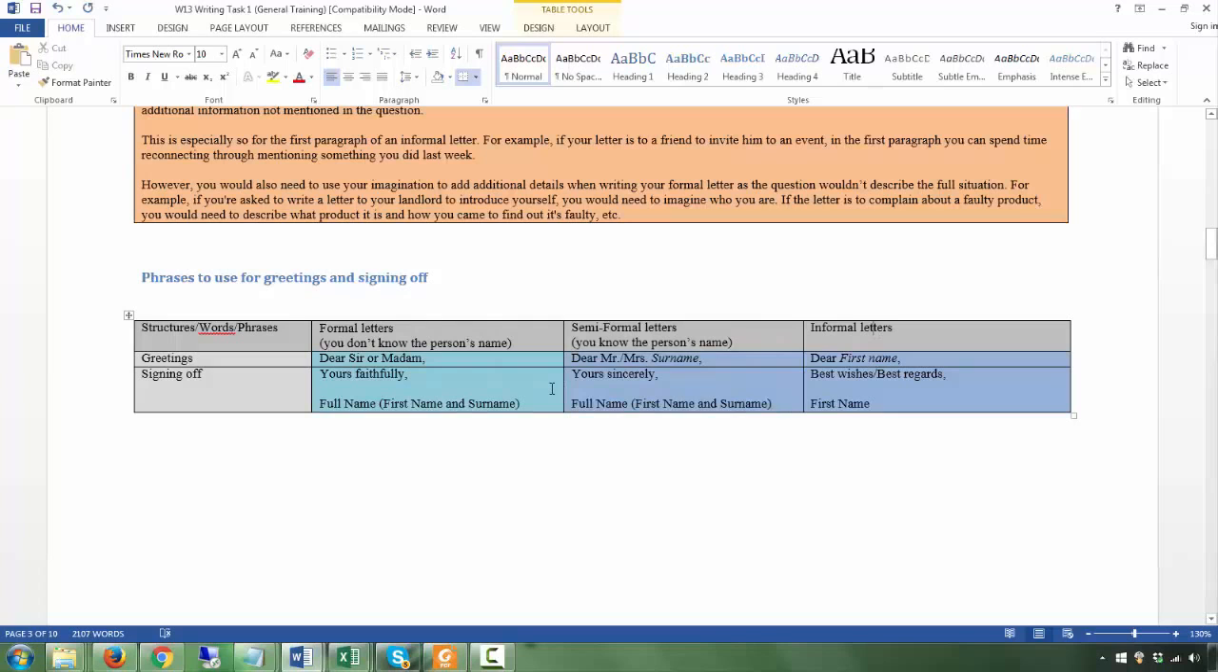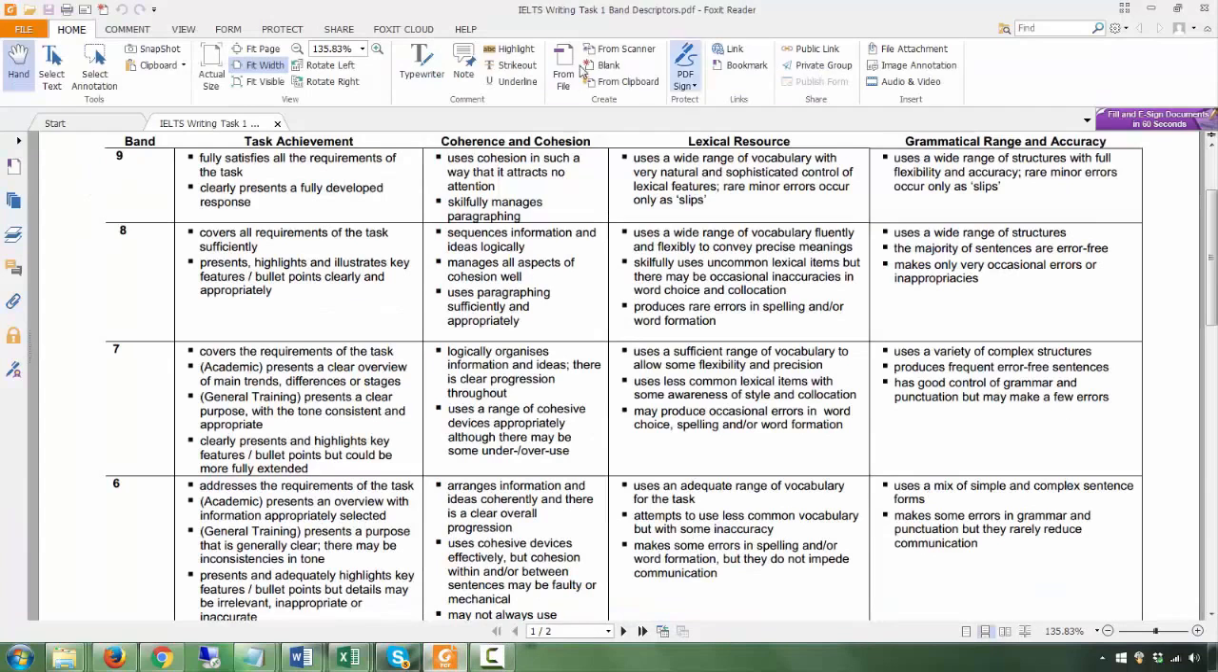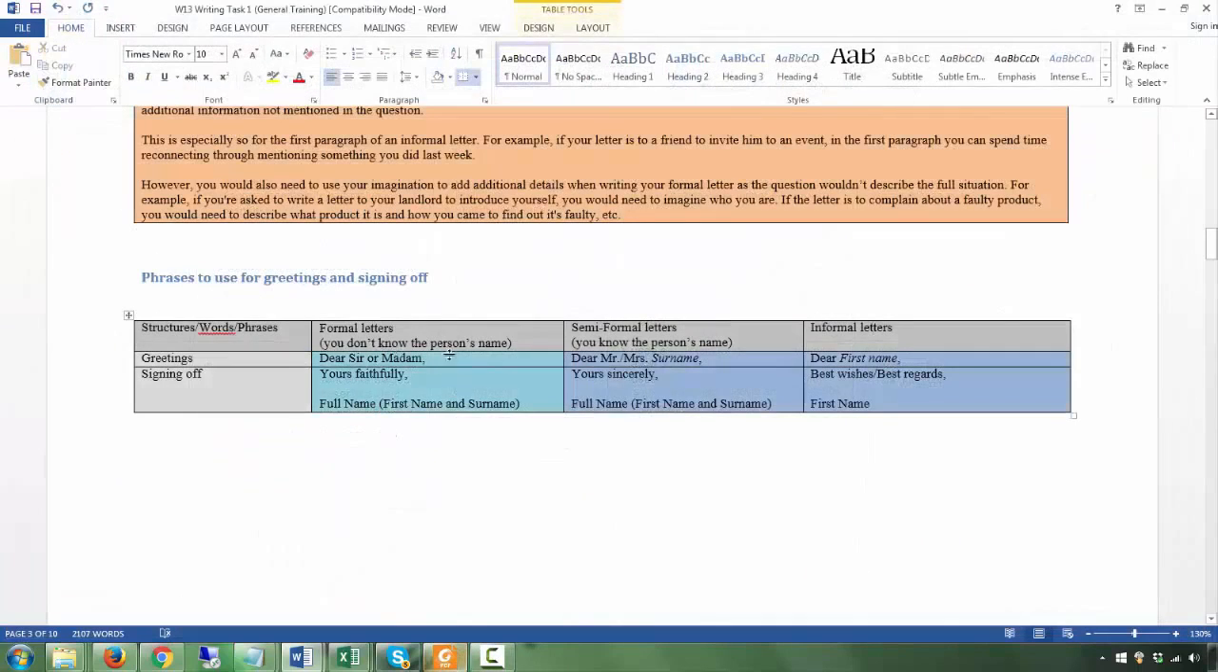Now, one thing that the examiner is looking for is your tone. All right, so if you go to the band descriptors for writing task 1, for 7, general training presents a clear purpose with the tone consistent and appropriate. So the tone has to be consistent. When it talks about tone here, it's mentioning how you relate to the person. How's your tone basically? If it's a friend, of course, you have a friendly tone. If you're writing a formal or semi-formal letter, then it has to be respectful and polite. That is the tone that's expected when you write to someone that you don't really know that well.